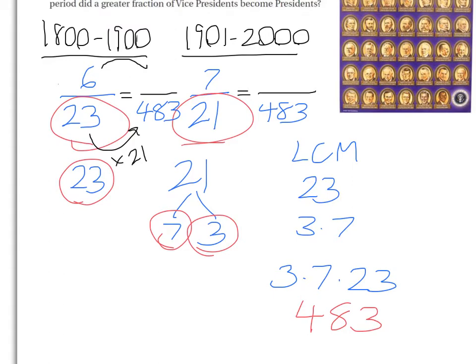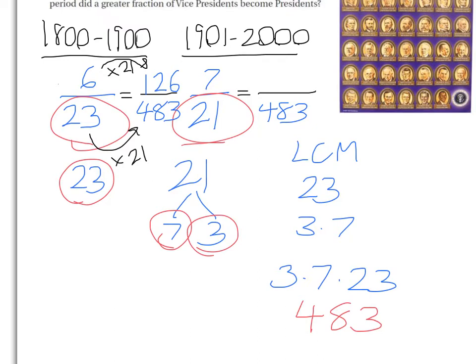And as we all know, if you do something to the top, you have to do it to the bottom as well. If you do something to the bottom, as we just did, the denominator, you must do the exact same thing to the numerator in order for it to be an equivalent fraction. So we're going to multiply the numerator, 6, by 21. And upon doing that, we get 126. So 6/23 is an equivalent fraction to 126/483.